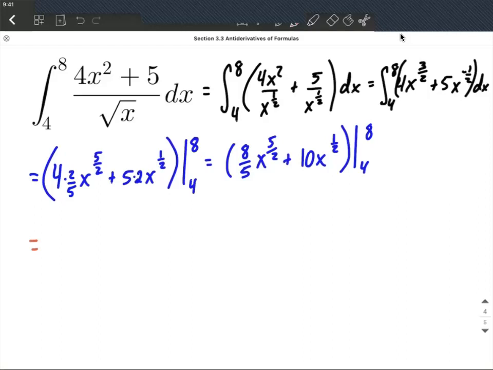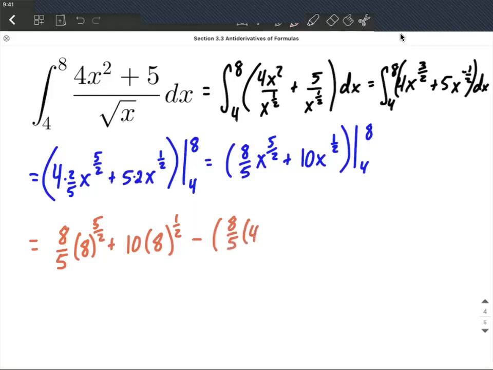Now's the point where I'm going to actually go ahead and evaluate, putting the upper bound of integration in first, so 8/5, and then 8 to the 5/2 power, plus 10 times 8 to the 1/2 power. And then we subtract away, big set of parentheses because it's all supposed to be subtracted, 8/5, 4 to the 5/2 power, plus 10 times 4 to the 1/2 power.